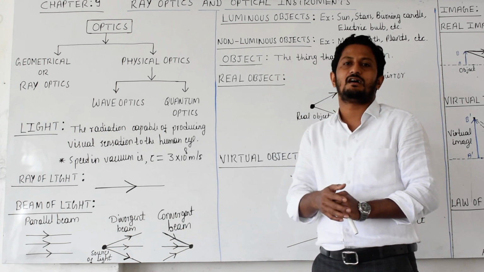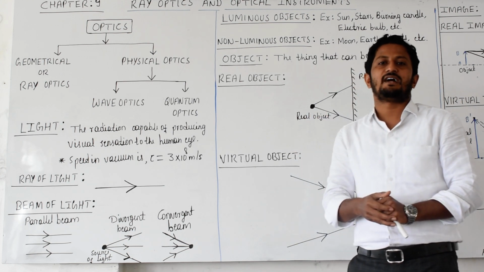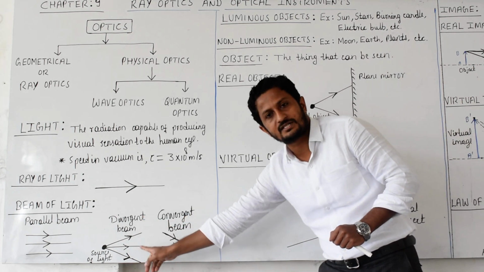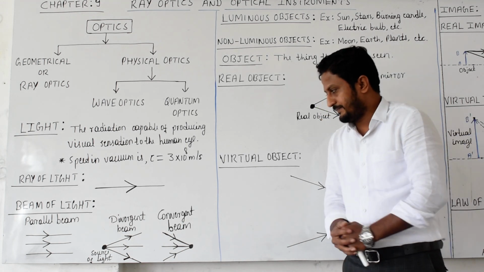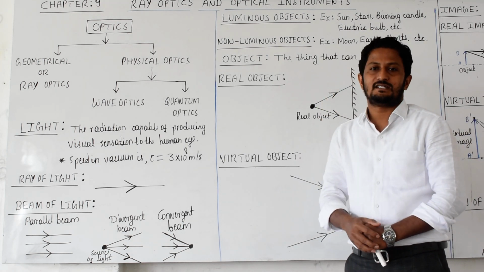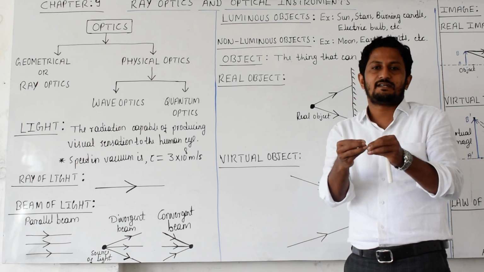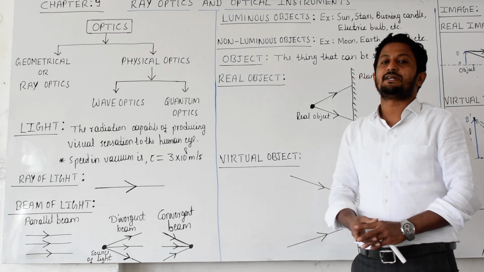If light rays are moving away from any source of light, then such a beam we call a divergent beam of light. Look, one more there. That is convergent. Converge means going to meet. Converge means going to gather or going to meet.